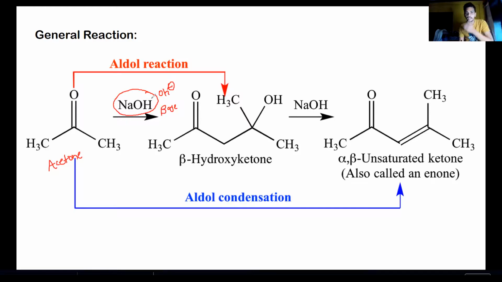Aldol condensation occurs, and there is a formation of beta hydroxyketone. Why beta hydroxyketone? Why not aldehyde here? Because the respective beta hydroxy structure will be formed. Right now, this is a ketone, so that's why it's beta hydroxyketone. If there is an aldehyde, it forms beta hydroxyaldehyde. Now, look at this structure.